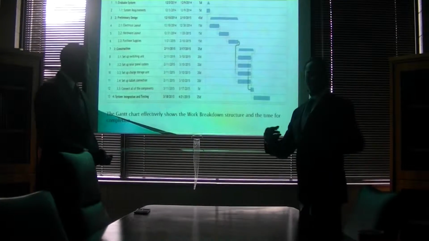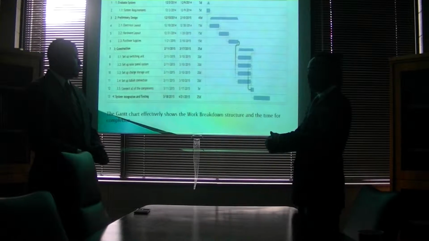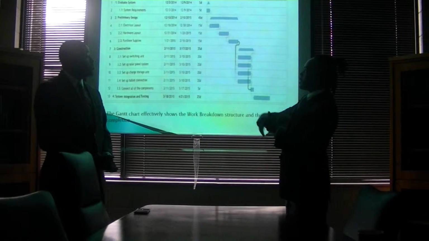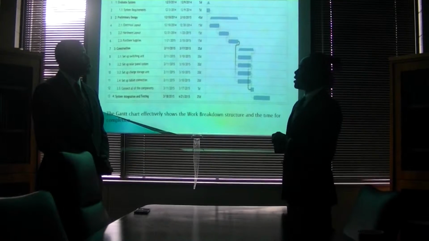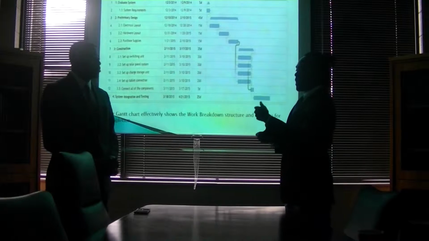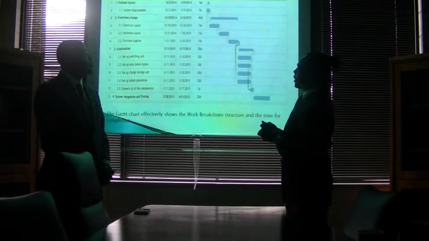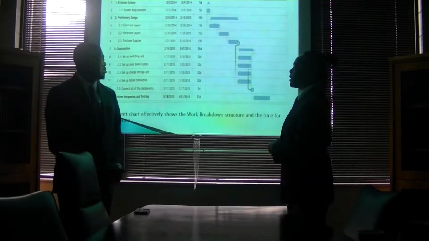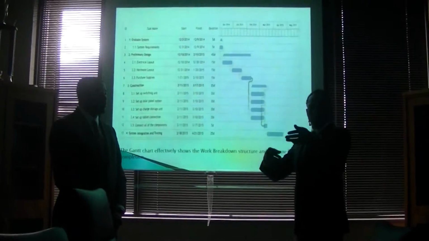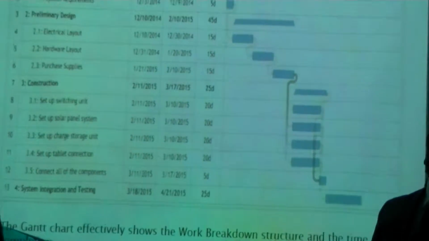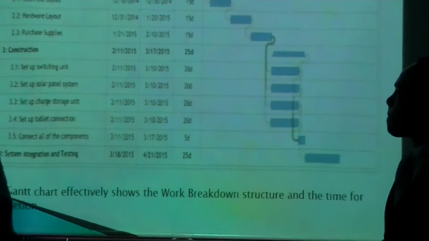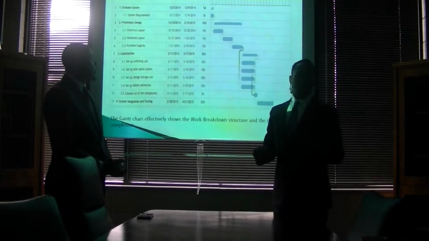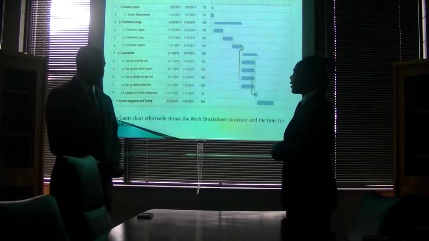Here's our Gantt chart, which effectively shows our work breakdown schedule. Within the course of the semester, we're going to evaluate our system, which is going to take us about 5 days, which will be done from now until the end of December. Within that, we're going to implement our system requirements in our preliminary design, which will be demonstrated in our demonstration. We'll also design our electrical and our hardware layout throughout the month.